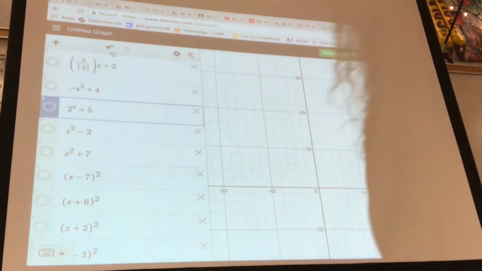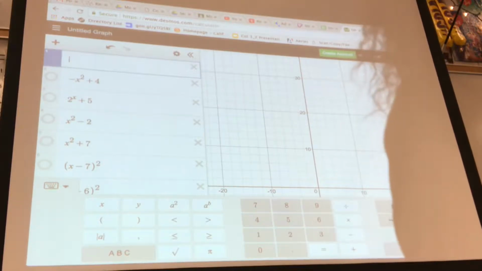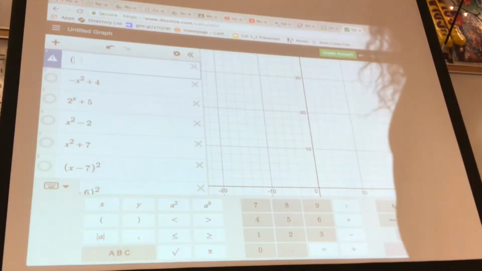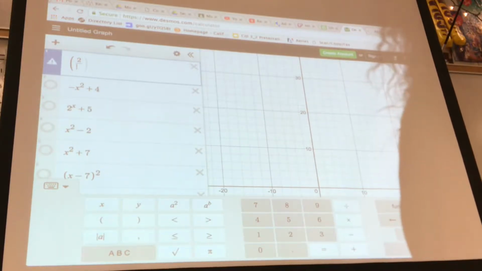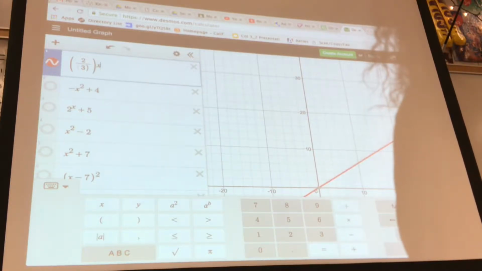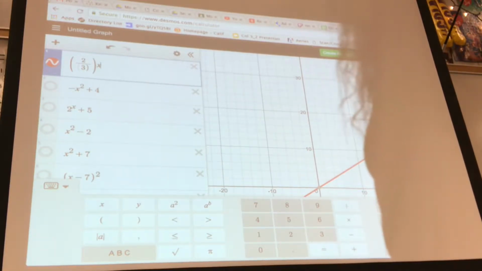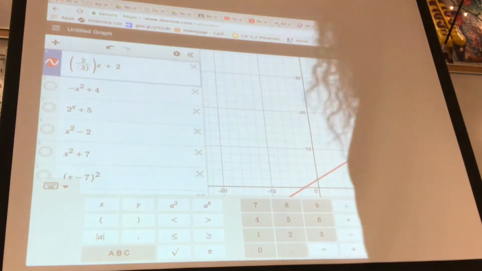Let's start over. What you're going to do is go to the empty one and press parentheses 2 divided by 3. Then you're going to close the parentheses. Then you're going to get out of the parentheses, x. And then what does it say? 2/3 x plus? Yes. Plus 2. And then there's your graph.